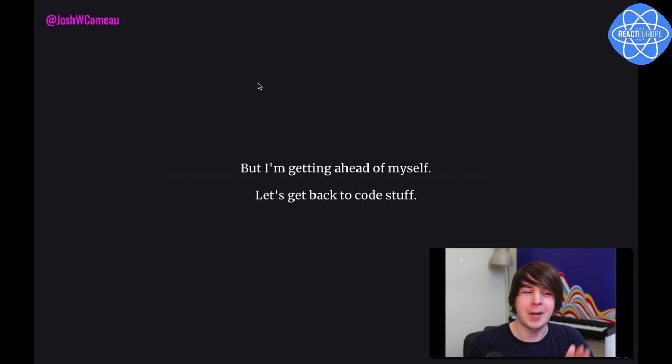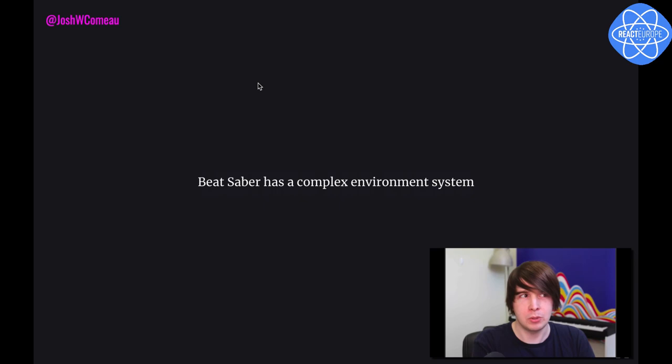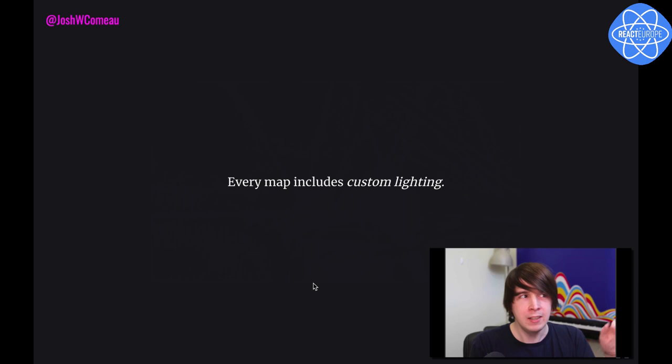Let's go back to talking about code stuff. In Beat Saber, there is this environment system so that as you're playing the game, it's not just blocks in a dark room, right? There's lasers and track lighting and rings. This is a screenshot from the game, and you'll see that there's all kinds of different lasers. There's these triangular rings that exist, and you have control over all this stuff. And it's also map specific. So every map includes custom lighting so that you can synchronize the lights with what's happening.